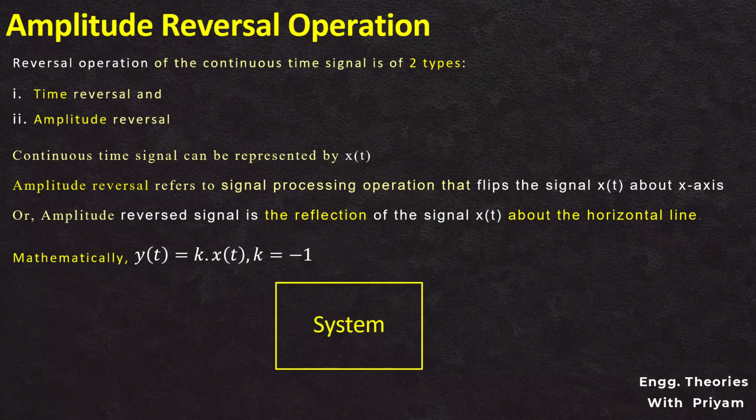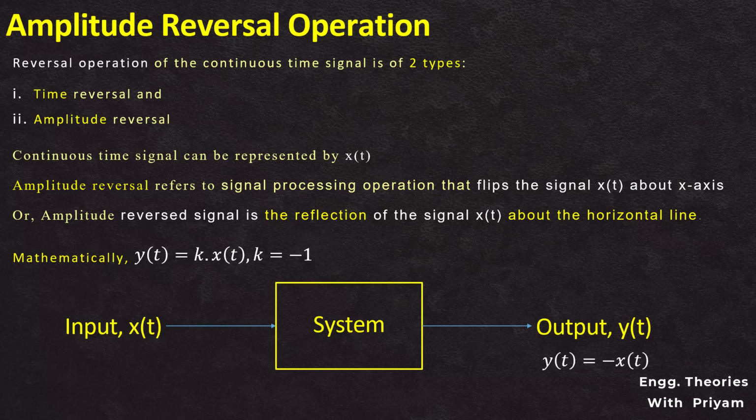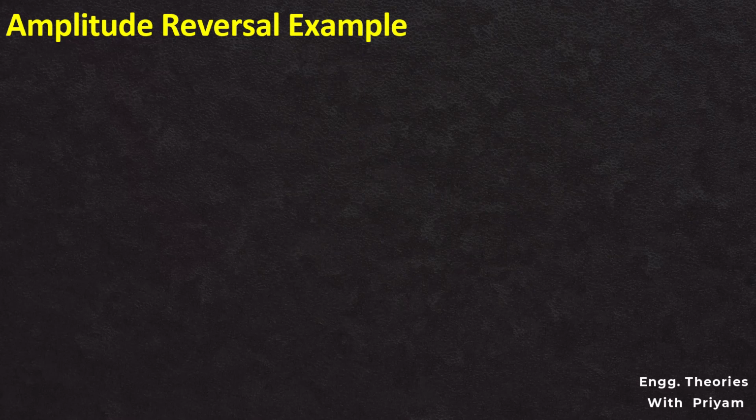Let's consider a system which does the amplitude reversal. So input to the system is x(t) and the output of the system will be y(t), which is the amplitude reverse version of the input signal x(t), or y(t) = -x(t). Let's see an example to understand this amplitude reversal operation.